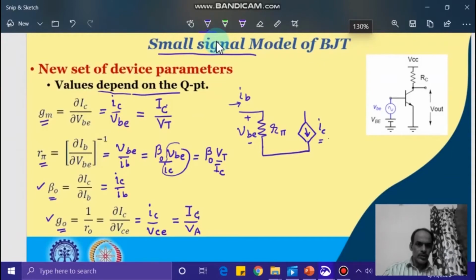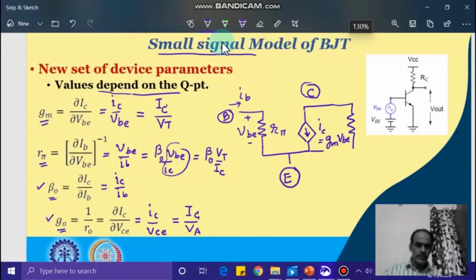So we do have the collector terminal, and this is the base terminal, and this is the emitter terminal, and then also from collector to emitter we do have finite conductance, so that is G naught. So this is G naught. So this is the small signal equivalent circuit.